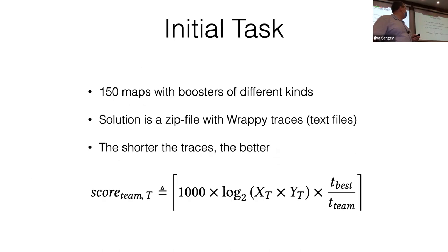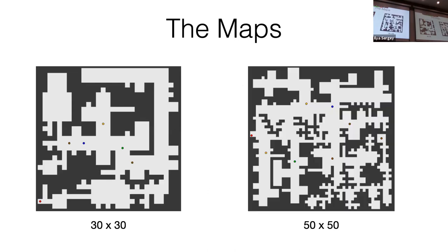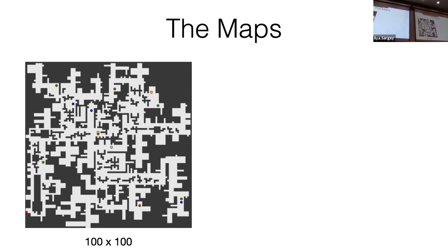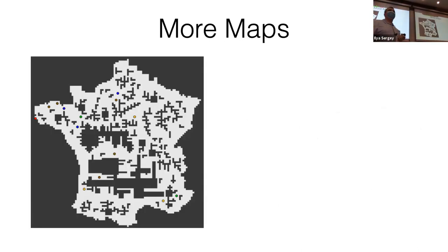So for the initial task, we generated a bunch of maps. We made a target function to optimize and we released that. The maps, as you can imagine, were generated using the very same things I described before. So maps were looking like this, and this, and this. Actually, I have a paper about this generator if you want to read it. But that was not just fun. We also have maps like this.